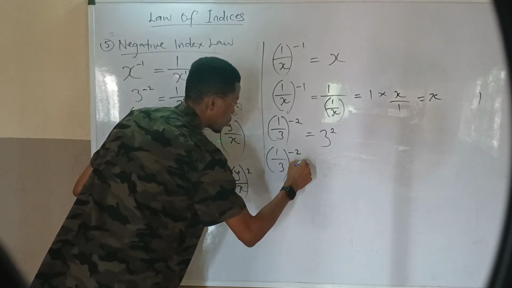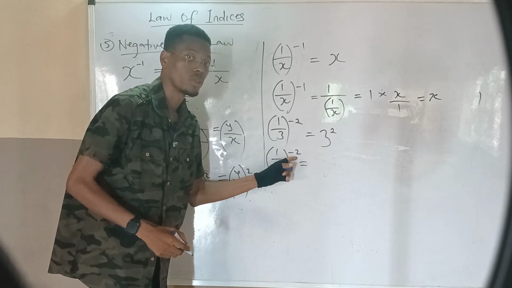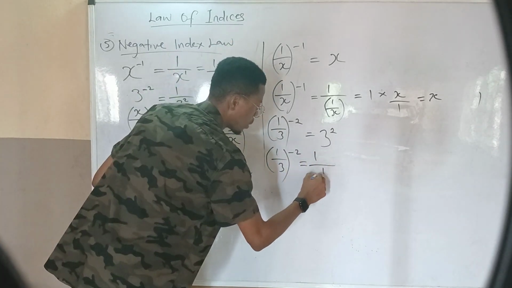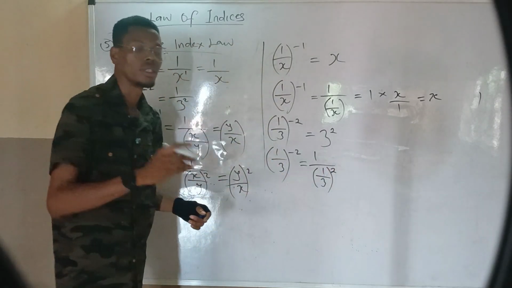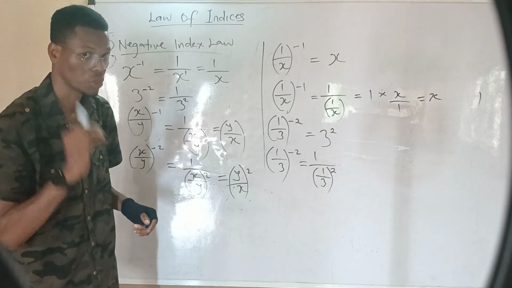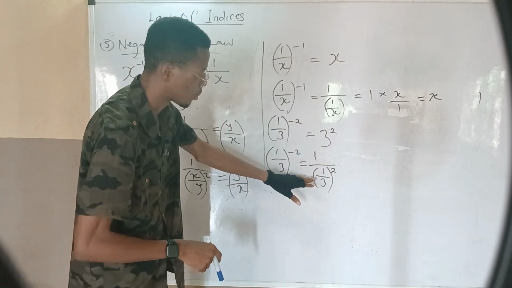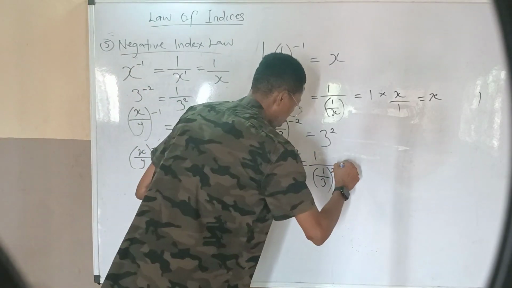raised to the power of minus 2. Now the negative index brings about the reciprocal, which is 1 all over 1 over 3 raised to the power of 2, the index without the sign. Are you getting it? That is the positive index now. And here, what happened? There will be an exchange that results like this.